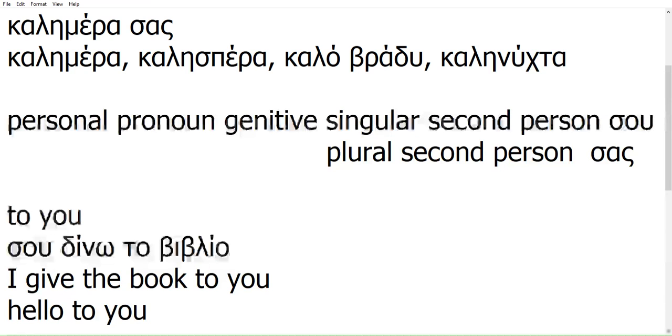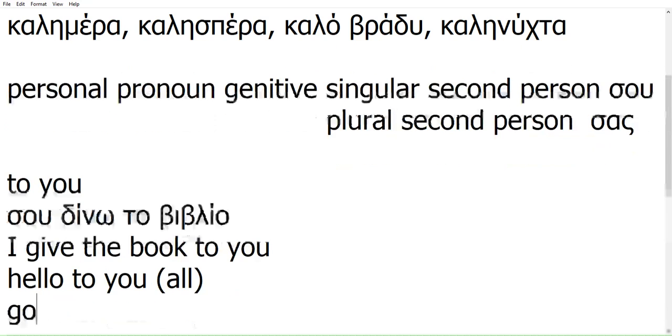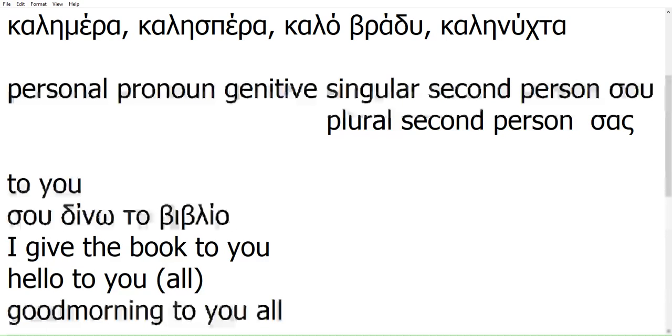hello to you, singular, okay, and hello to you, plural. Hello to you, let's say all, yeah? Or good morning to you all. That would be a word for word translation of something like kalimera σας. If you want to translate it word for word, it would be something like good morning to you all. There are many people, more than one. That's the point of kalimera σας.